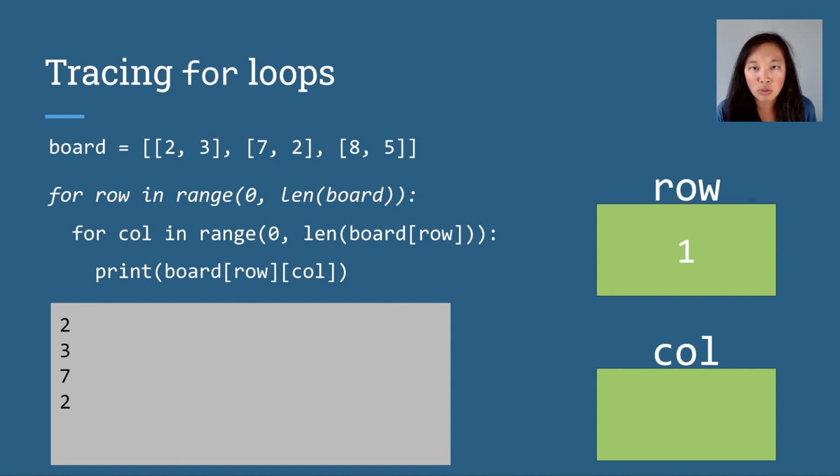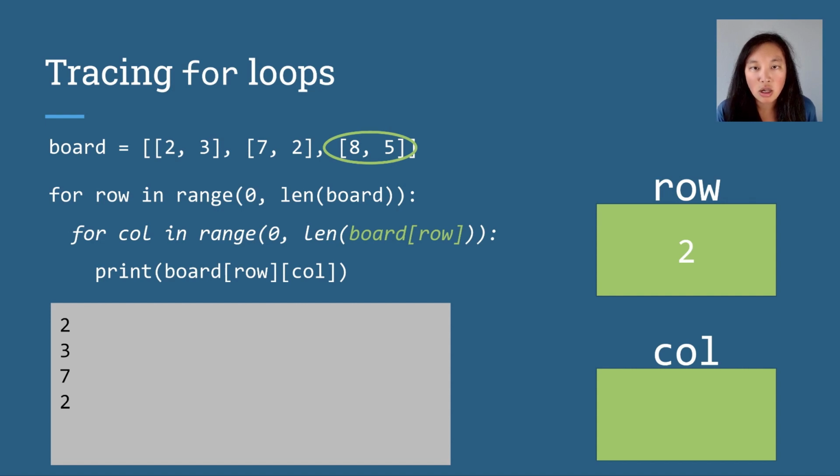We saw that row has the current value of 1, and so the next item in that sequence is going to be 2. So now row has the value of 2. We go back into the for loop, and we do call a range of 0 length of board of row again. So what is board of row now? Well, row has the value of 2, so we're going to get the item at index 2 inside of board. What is that going to be? It's going to be this last list, 8, 5.